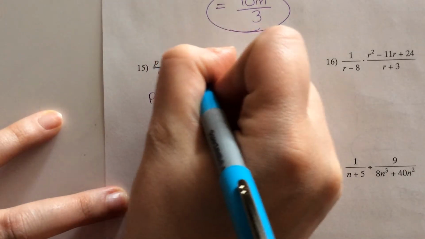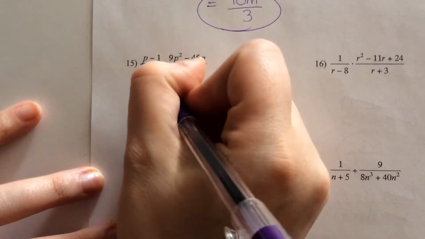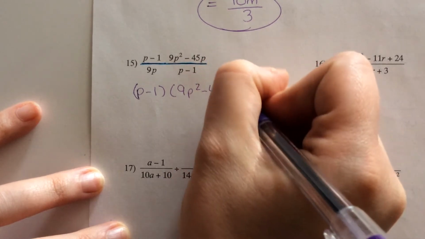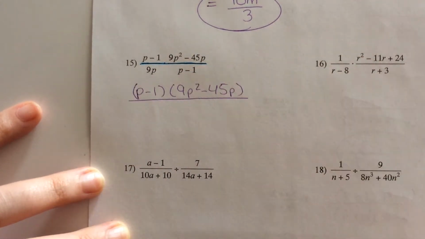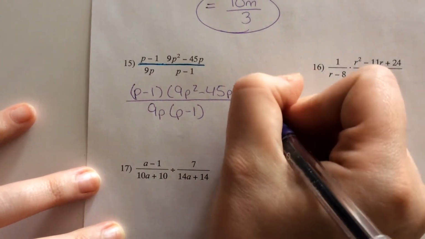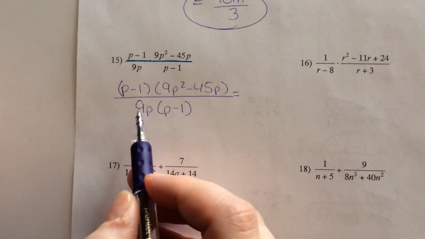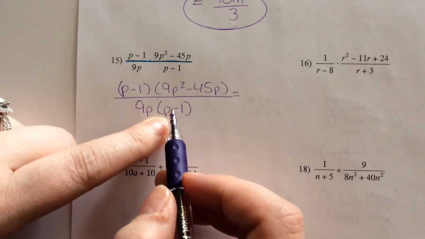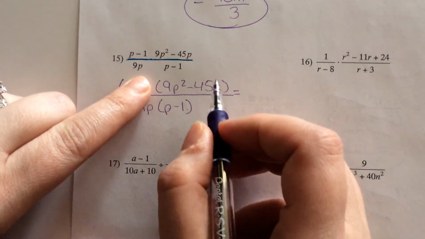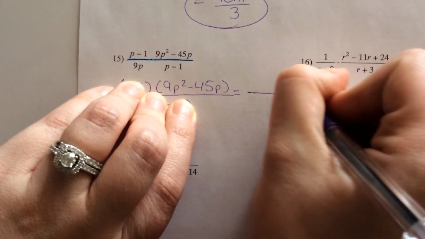We're going to multiply straight across the top, straight across the bottom, one fraction. Now we have the factors p minus 1 times that 9p squared minus 45p. Okay. And in the denominator, I've got 9p times p minus 1. All right. So it looks like everything is pretty much factored. This can't be factored. 9 could be broken up into 3 times 3. We'll see if that's useful later. P minus 1. Okay. The only thing I'm seeing here that needs to be factored more is this parentheses right here. So I'm going to just focus on that.